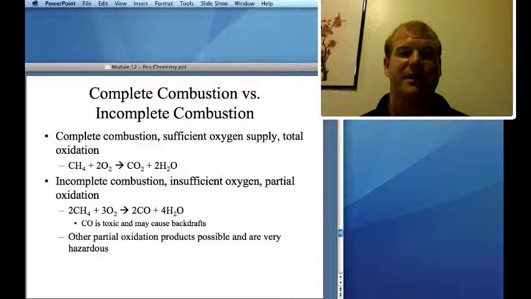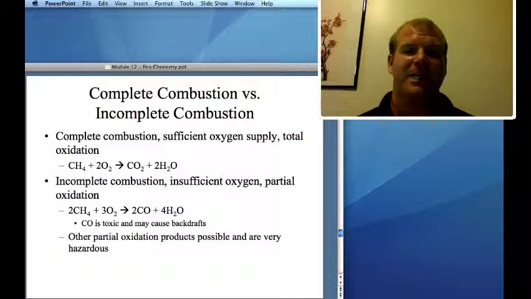So we talked about backdrafts. This is where it comes from. Complete combustion: if there's enough oxygen, we'll have total oxidation and will form carbon dioxide. With incomplete combustion, not enough oxygen is present, and carbon monoxide can form. Carbon monoxide is very toxic. It will cause rapid suffocation. And other oxidation products are possible. These can also be hazardous.